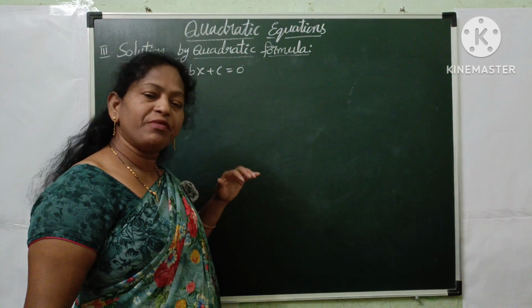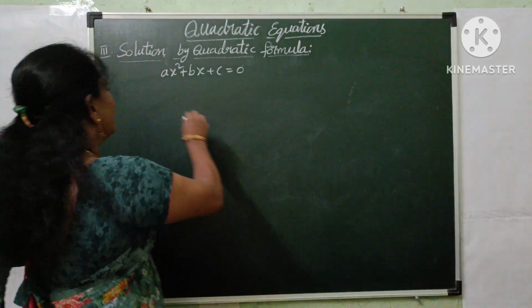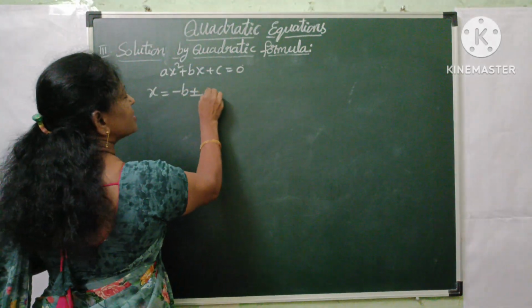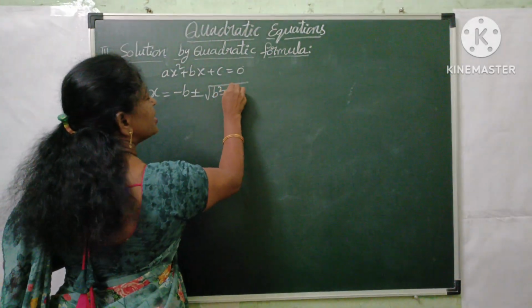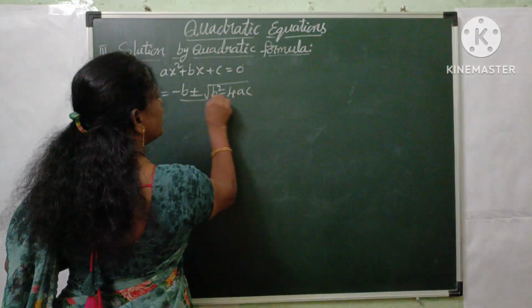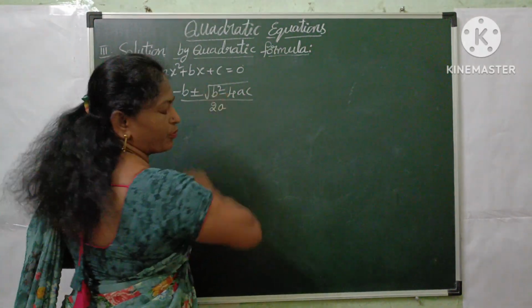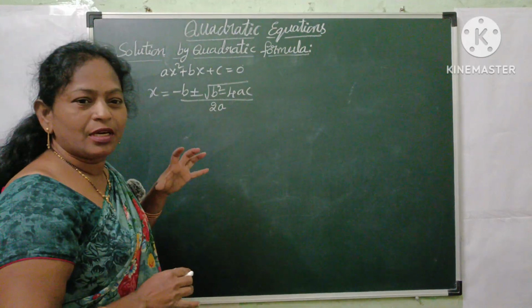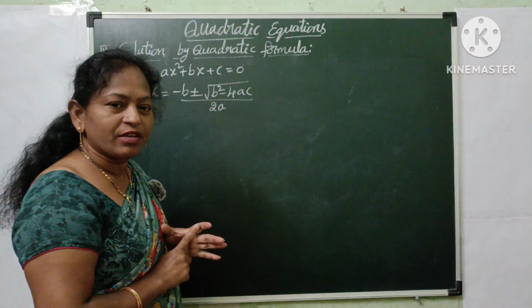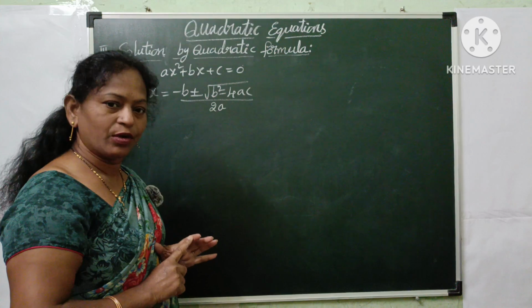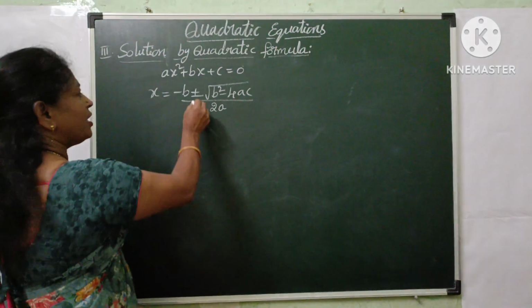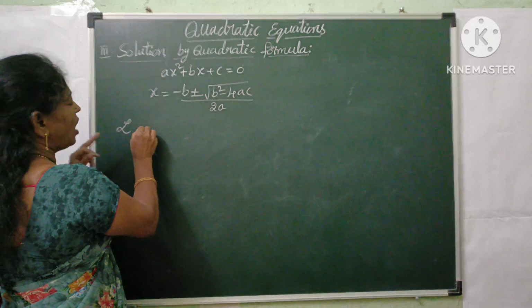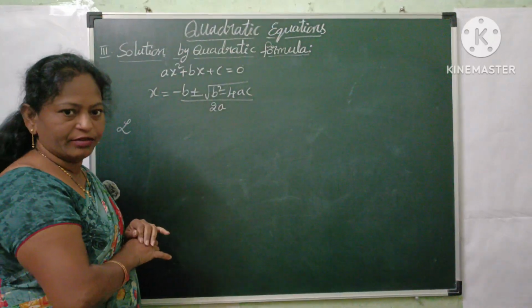The quadratic formula defines the roots as x equal to minus b plus or minus square root of b square minus 4ac by 2a. Right. Here, in these two roots, what are the roots of the quadratic equation? Alpha, beta are roots of the quadratic equation. Right. Here it has two roots.